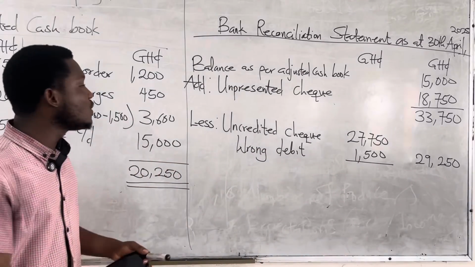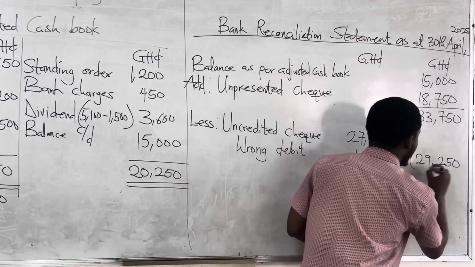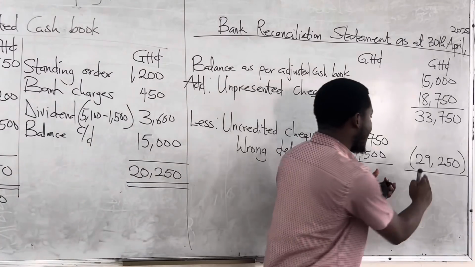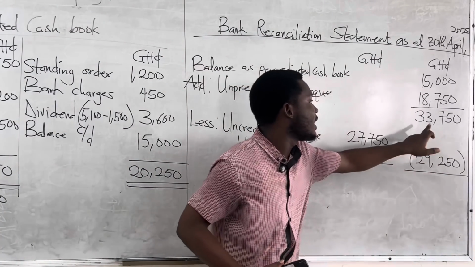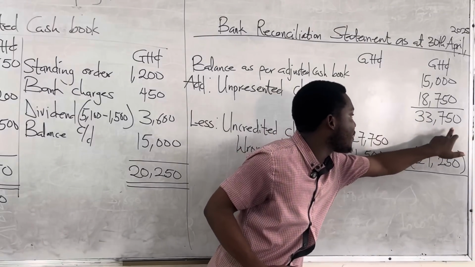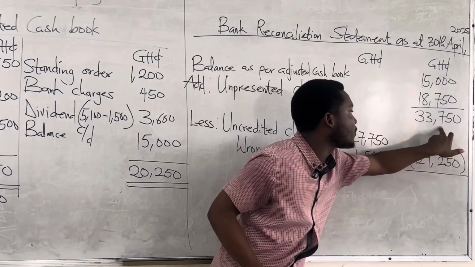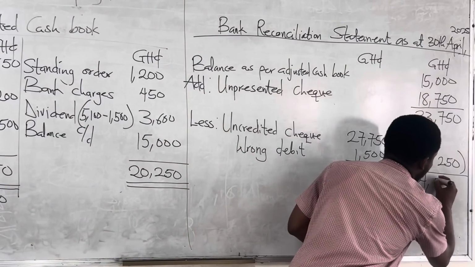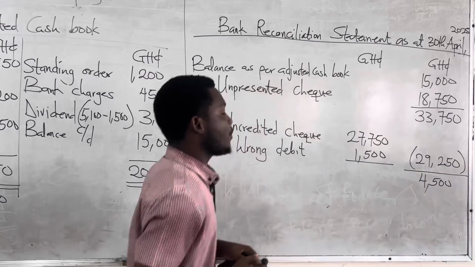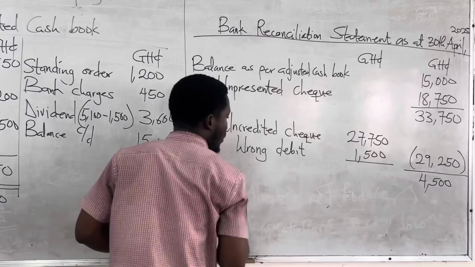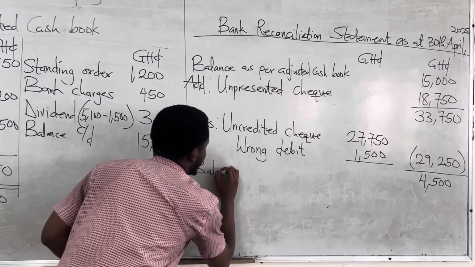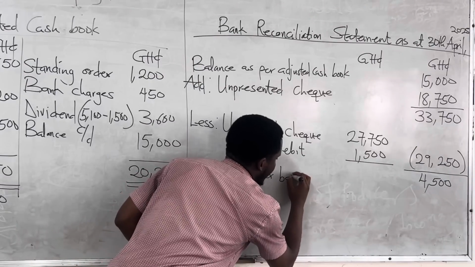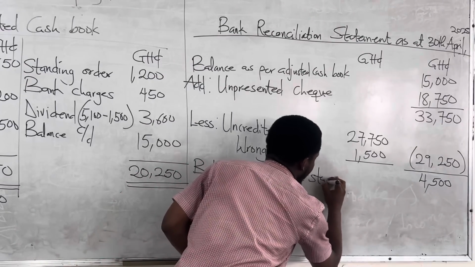And remember, it's less. In accounting, whenever you see less, you put the figure in brackets. Now, you subtract the 29,250 from the 33,750. When you subtract it, you get 4,500. So the 4,500 will be our balance as per bank statement.